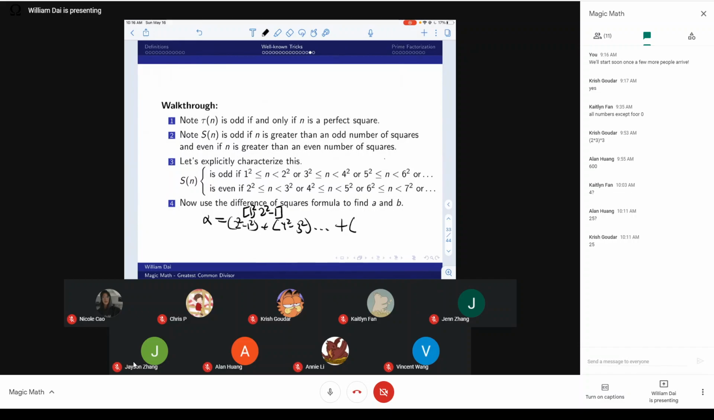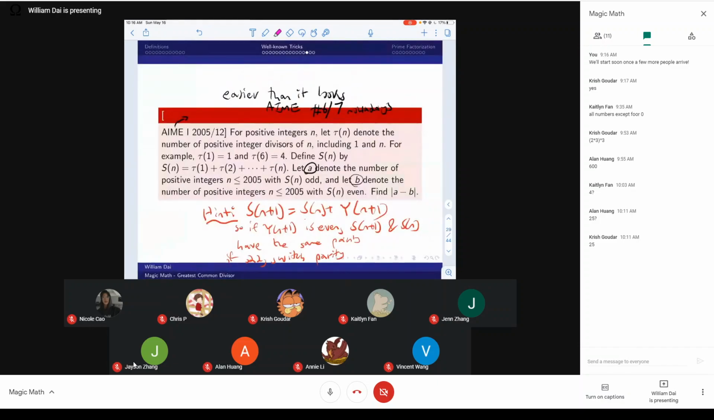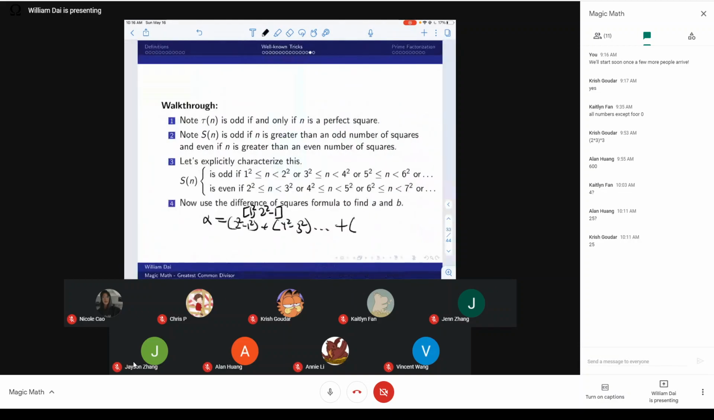And notice 2020, wait, no, it's not 2020, it's 2005, yes, it is 2005. 2005 is between 44 squared and 45 squared. So we're going to get, I believe, it's like this here for A, and B is 3 squared minus 2 squared plus 2005 minus 44 squared plus 1.